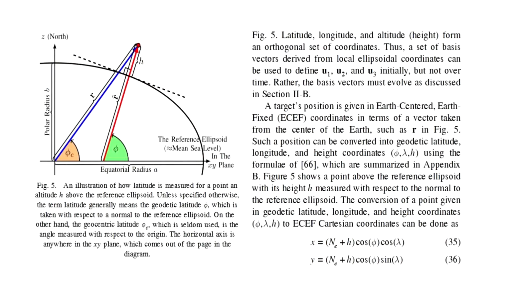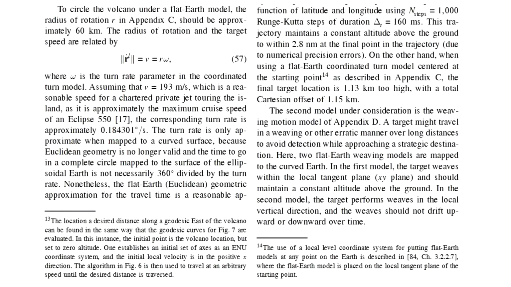They proceed to map their equations onto a smushed globe model while admitting on page 14 that the flat Earth equations are good approximations to the curved Earth result, so their results are barely changed from the flat Earth assumptions anyway. And then they admit the same for travel times around their supposed geodesic curves on page 15, stating, "Nonetheless, the flat Earth Euclidean geometric approximation for the travel time is a reasonable approximation."